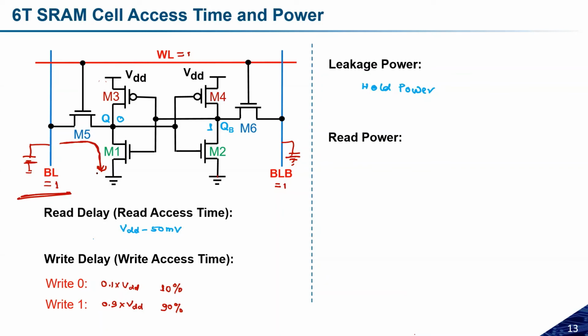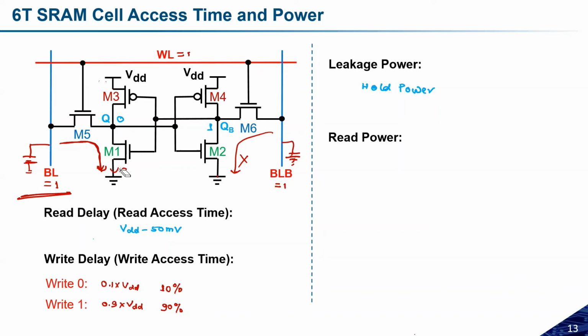So this is easily doable, because this path is not activated. Suppose Q is equal to 0 and QB is equal to 1. So this read path is not activated. Only M5 and M1 are activated. So I simply have to calculate the current which is flowing over here, and that is the leakage power.